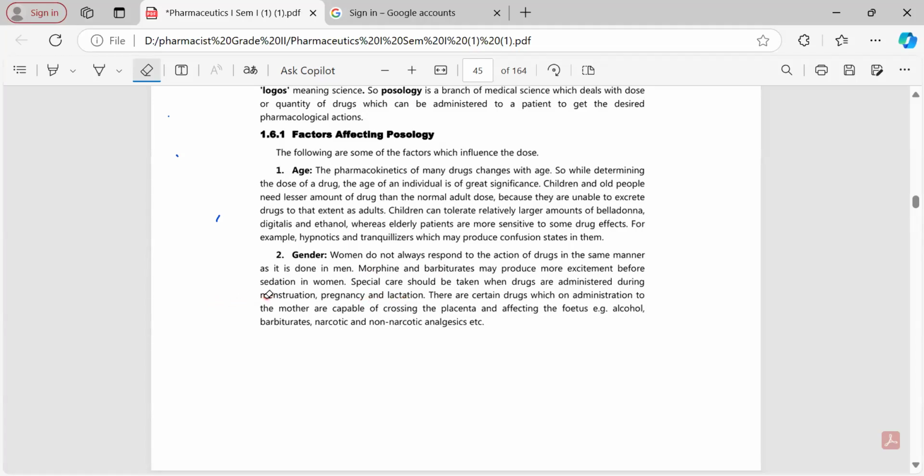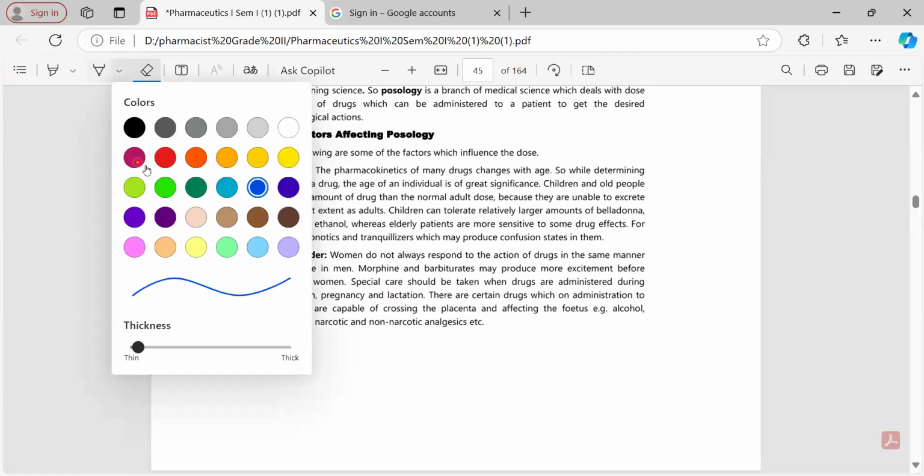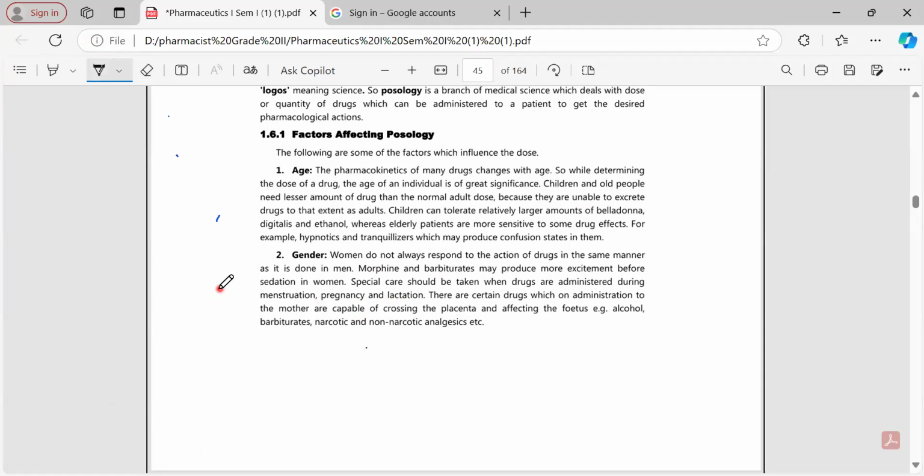We have seen examples in the last class, and we even discussed one point. I hope you remember what that point was. Yes, we discussed the example of the drug thalidomide, right? And I said this is called as what?